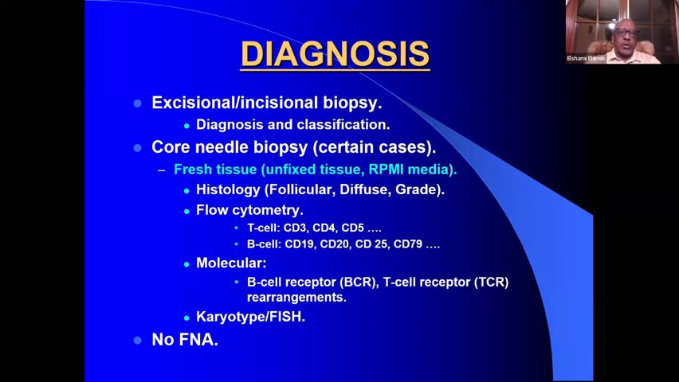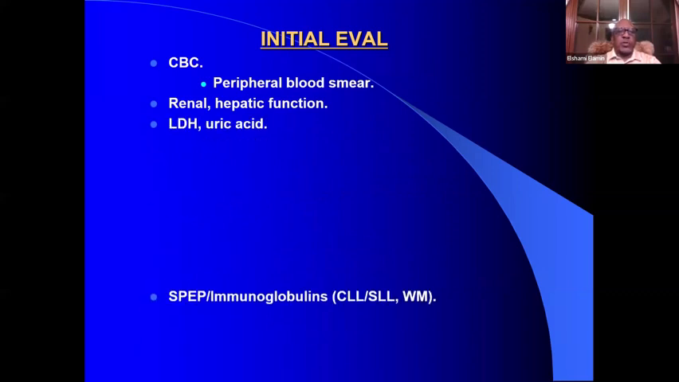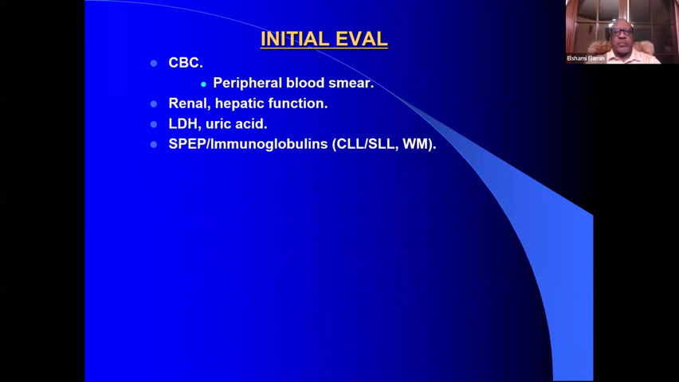For the initial evaluation, we do a CBC and peripheral blood smear to look for circulating lymphoma cells, like a leukemic phase. Of course, we need kidney function and liver function. LDH is very important, uric acid, SPEP, and immunoglobulin levels, especially for Waldenstrom, the IgM.